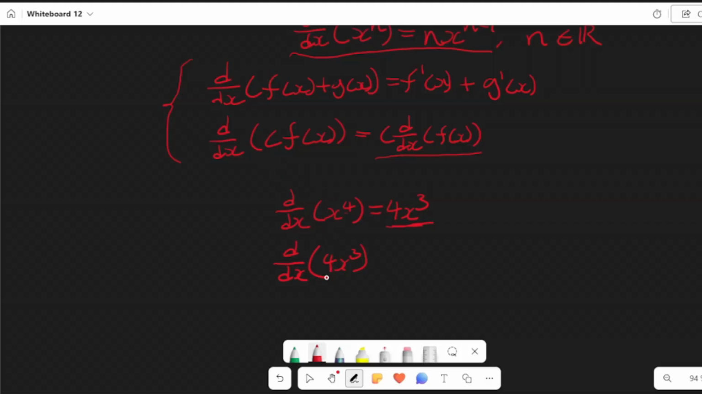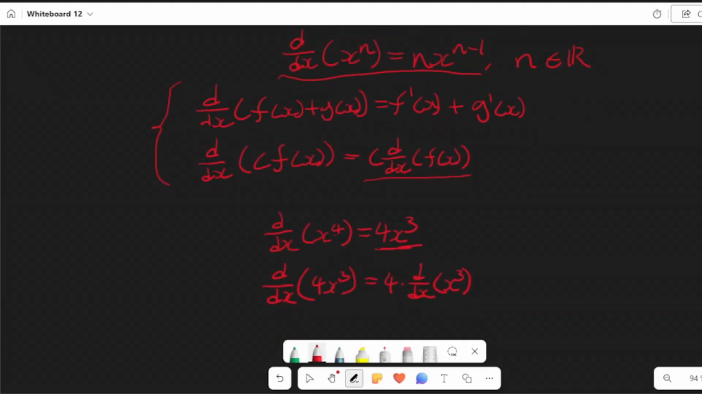Here our constant is 4, so we can just move that out, so it's going to be 4 times the derivative of x cubed. And the derivative of x cubed we can figure out by using our power rule again. Our n is 3, so it's going to be 3 times x squared. So it's 4 times 3x squared, which is equal to 12x squared. Sorry.